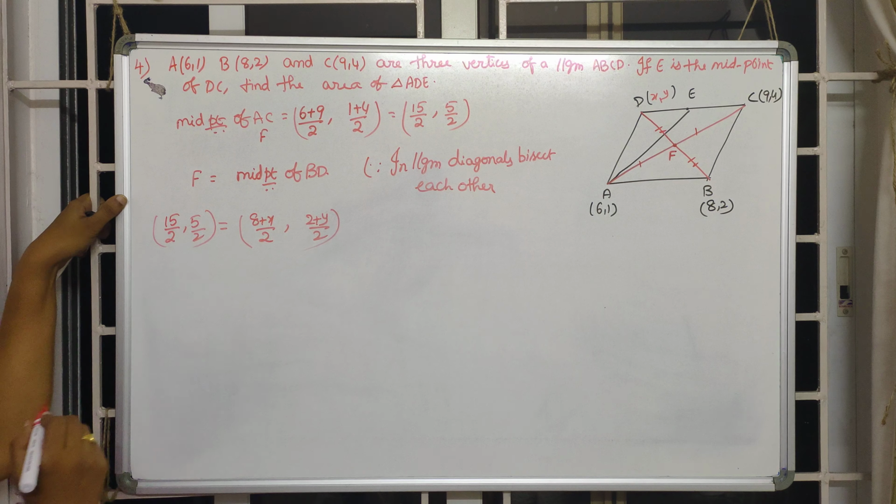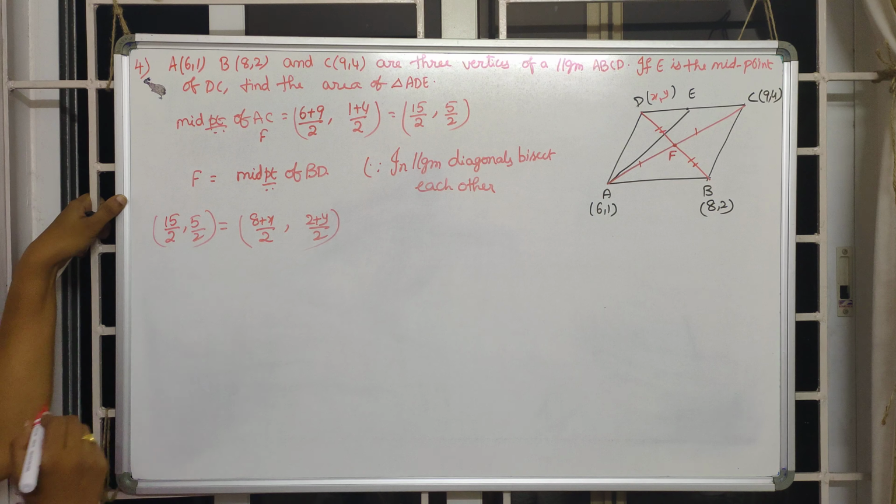Now, what is given to us? E is the midpoint of DC. Therefore, E equals the midpoint of DC. Midpoint formula: (x1 plus x2)/2, comma (y1 plus y2)/2 equals 16/2, comma 7/2. This value is (8, 7/2). E point we also know. We now know A, D and E points. Using these, we have to find the area of triangle ADE. E point is (8, 7/2).